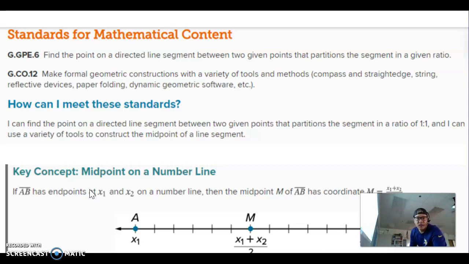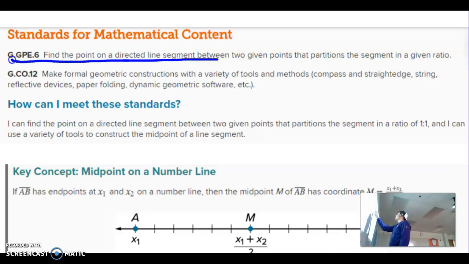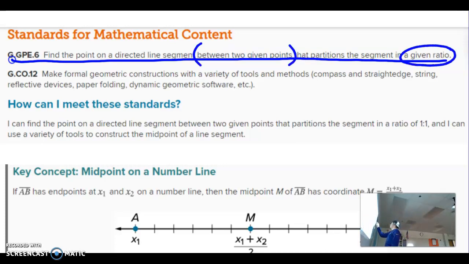So today, 1-7, we're looking at midpoints. The main thing that we're going to be looking at with midpoints today is really this first statement: find the point on a directed line segment between two given points that partitions a segment into a given ratio. Now that sounds a little wordy, sounds pretty mathy.